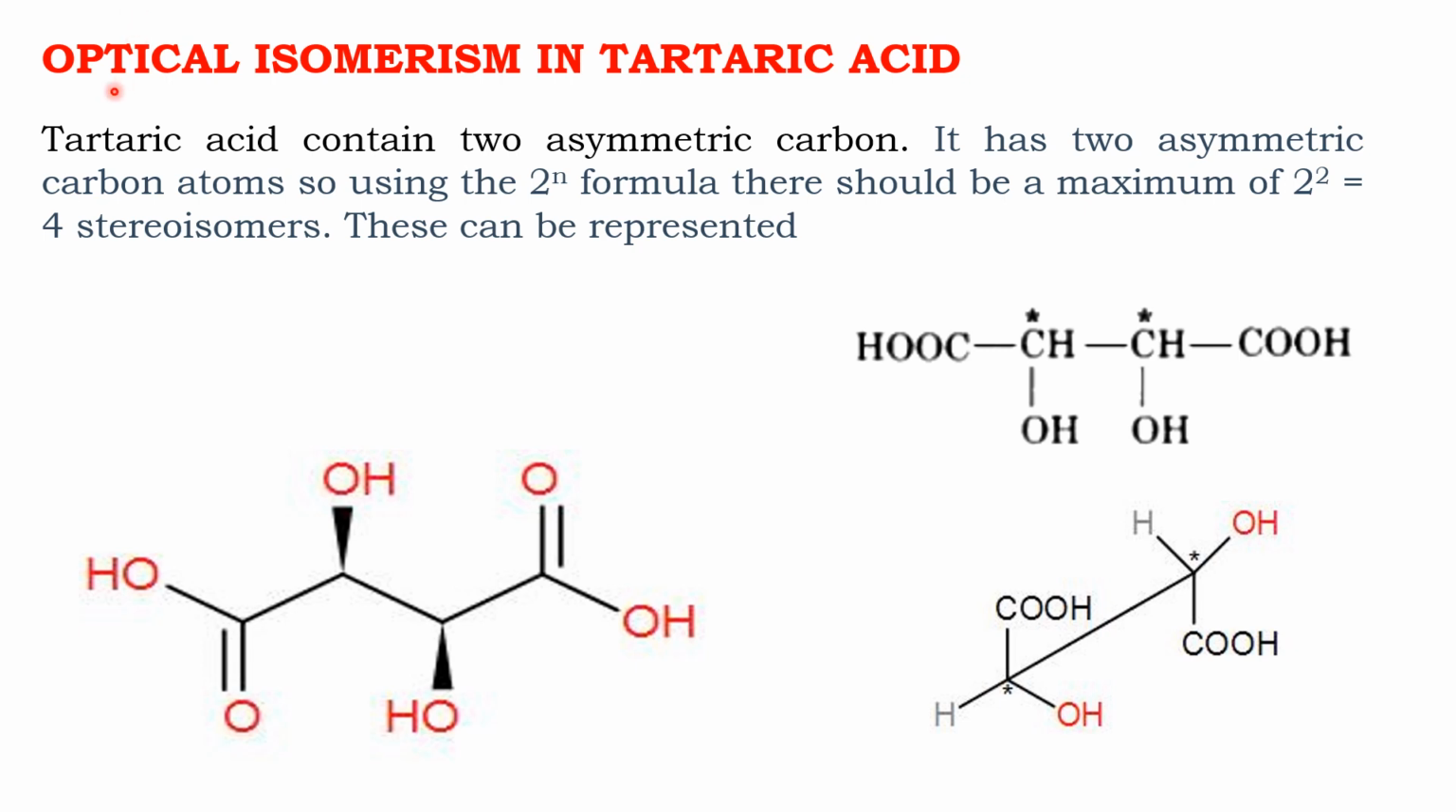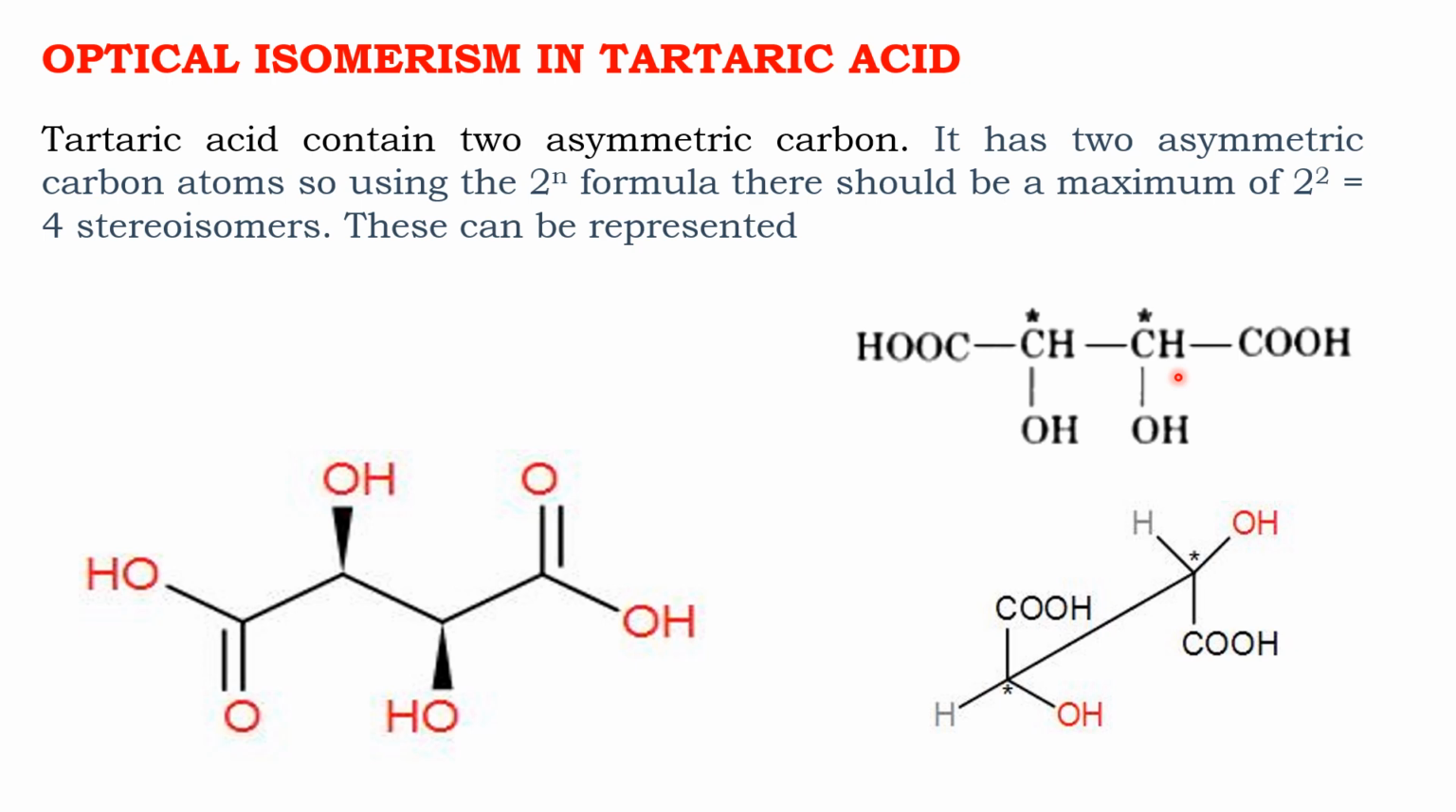Now we have to see the optical isomerism of tartaric acid. This is tartaric acid: COOH, CHOH, CHOH, COOH. Tartaric acid contains 4 carbon atoms. Out of the 4 carbon atoms, 2 are asymmetric, that is, the second and third carbon atoms. Hence, we expect 2 raised to n, that is 2 raised to 2, which is 4 optical isomers. Since tartaric acid contains 2 asymmetric carbon atoms, we expect 4 optical isomers.